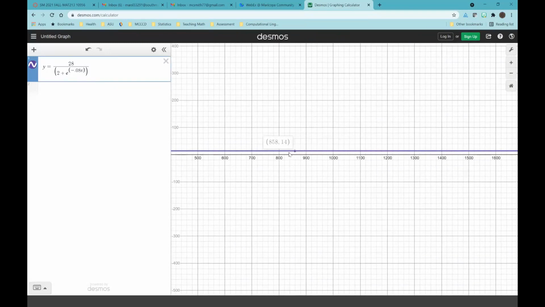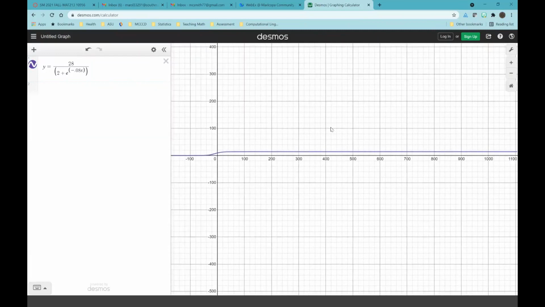Everybody see the y value? Okay, so the limit is the y value you're getting close to as x gets huge. And remember, Desmos is telling me 14, but it's really probably slightly less than 14.